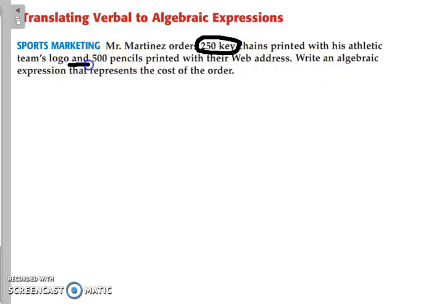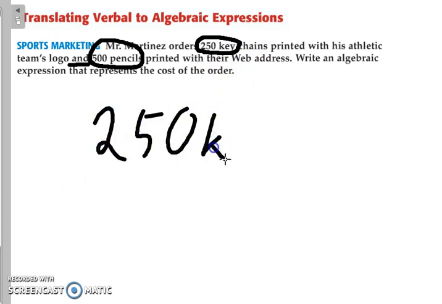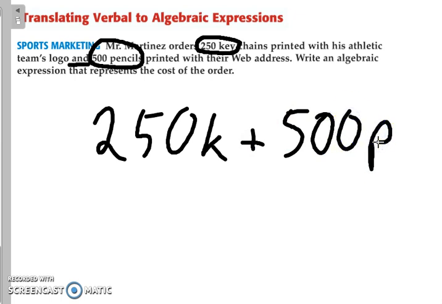And 500 pencils. When defining a variable, I usually just pick the letter that goes with what the term is. So keychains, we can just do it K, 250 K keychains, and would imply adding 500. Now define a variable, P, for pencils.